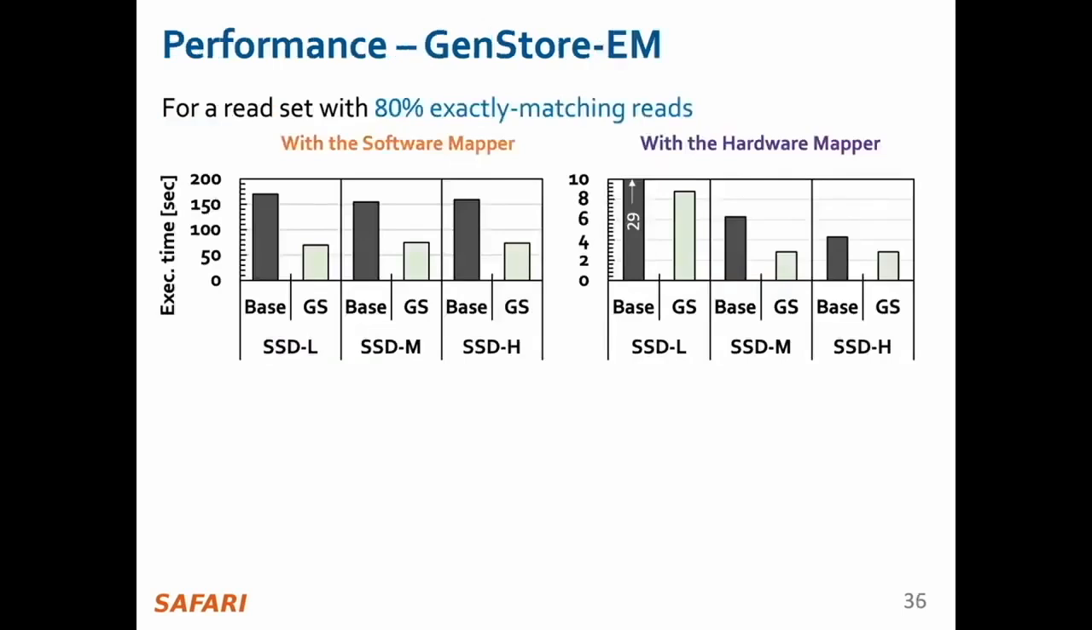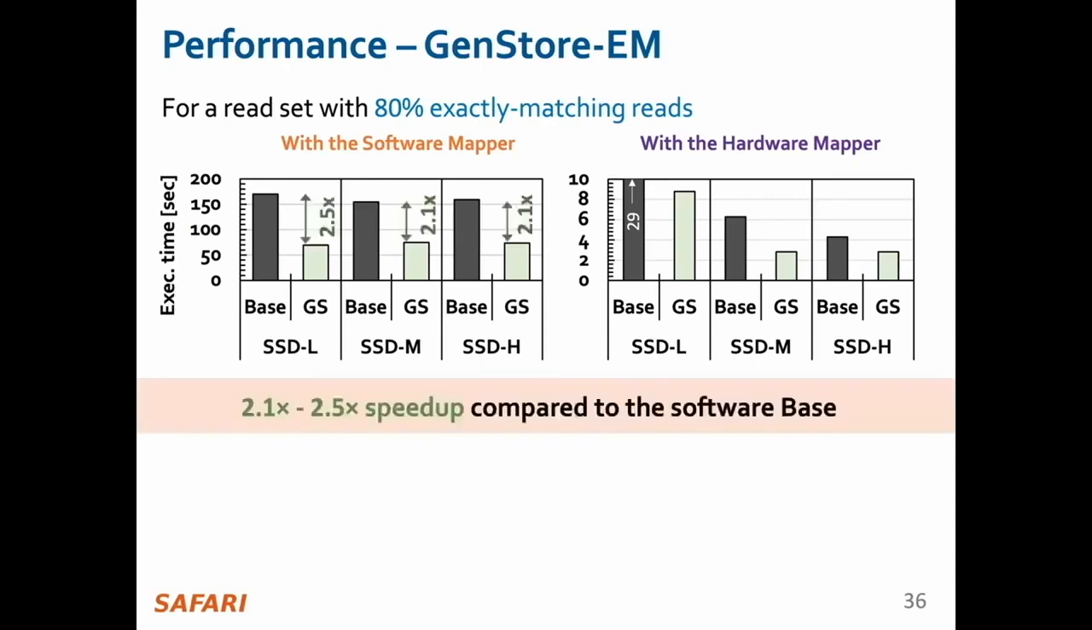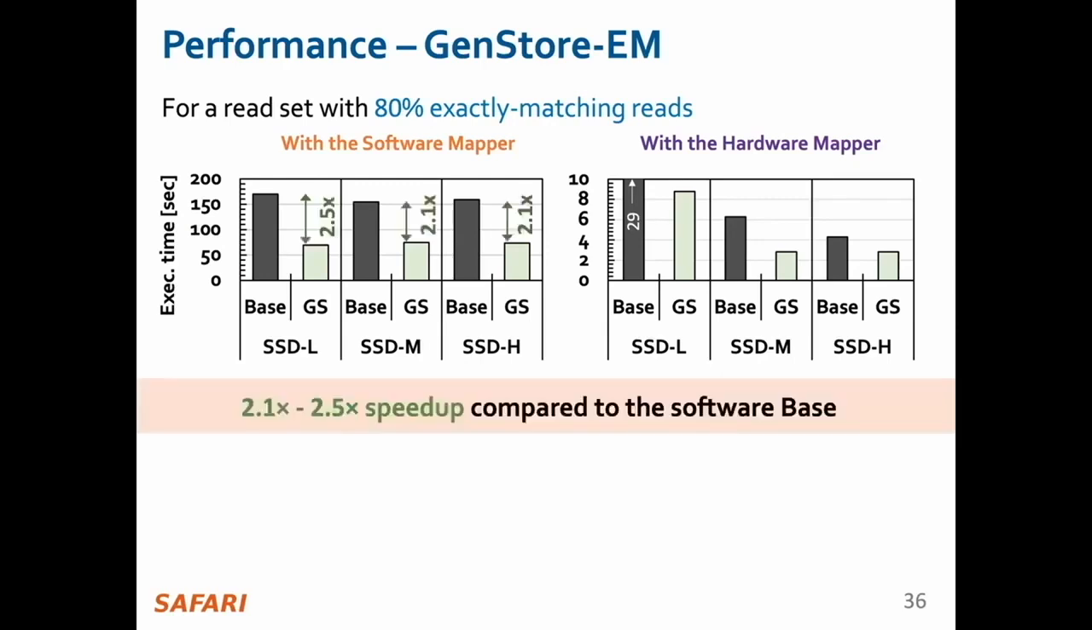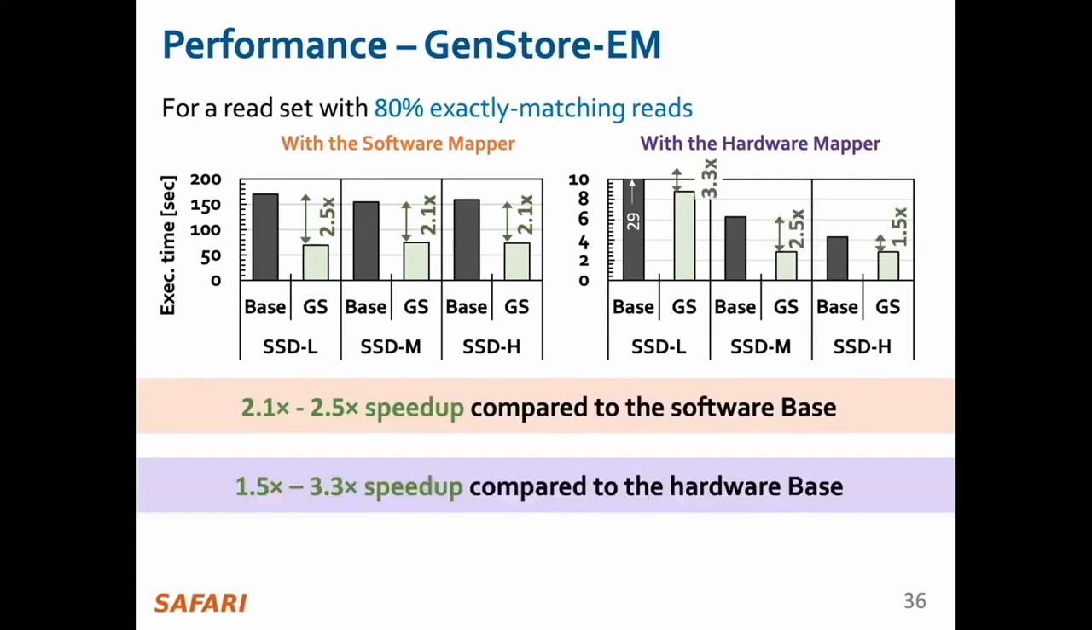So we analyzed the benefit of GenStore EM for a 22 gigabyte short read set where 80% of reads exactly match some subsequences in the reference genome and can be filtered. We show the benefit of GenStore on software and hardware read mappers. And GenStore provides 2.1 to 2.5 times speedup compared to the software baseline and 1.5 to 3.3 times speedup compared to the hardware baseline.